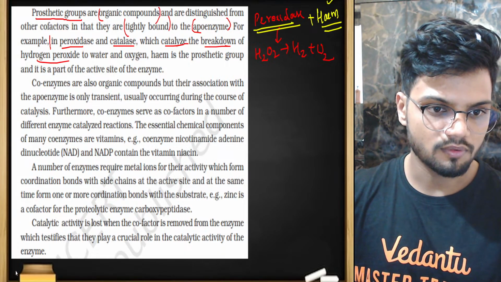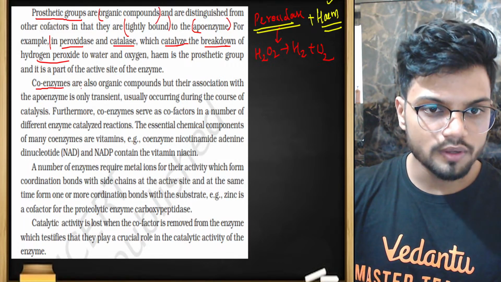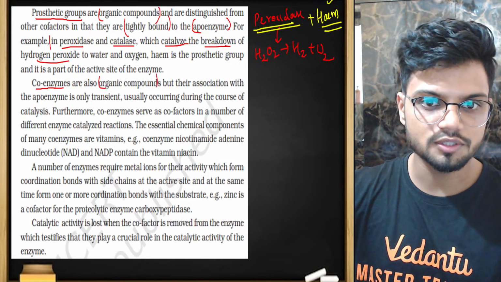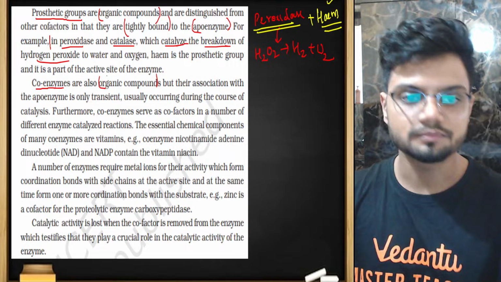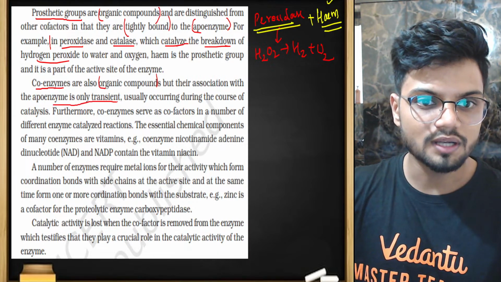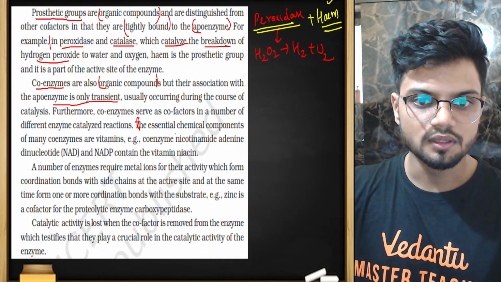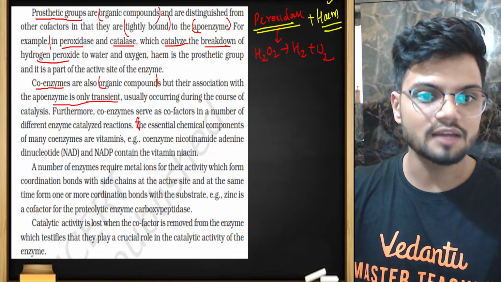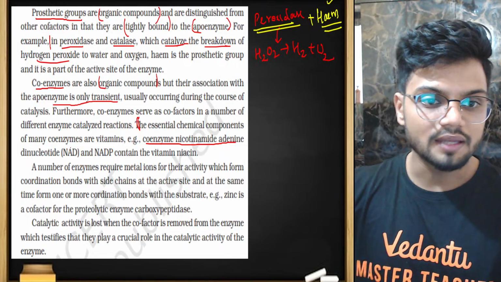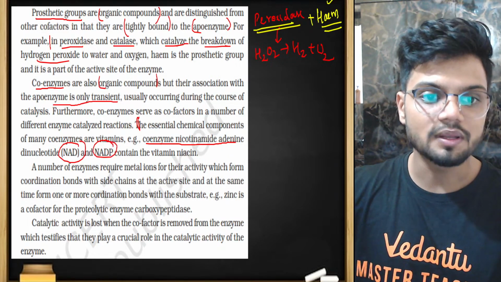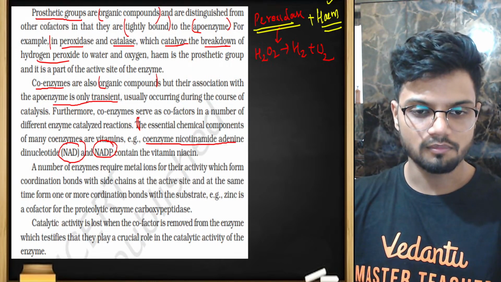Now, the second one is called coenzyme. Coenzyme is also first of all organic in nature. Now, prosthetic was very tightly bound. Your coenzyme is very loosely bound. It is very transient, only transient, very loosely bound. Example again is very important. The essential chemical components of many coenzymes are vitamins. Example, coenzyme nicotinamide adenine dinucleotide, the NAD. NAD and NAD plus are your coenzymes.